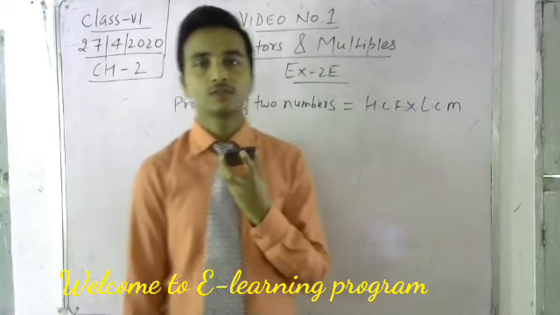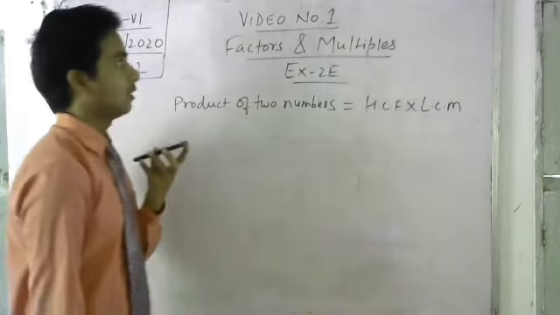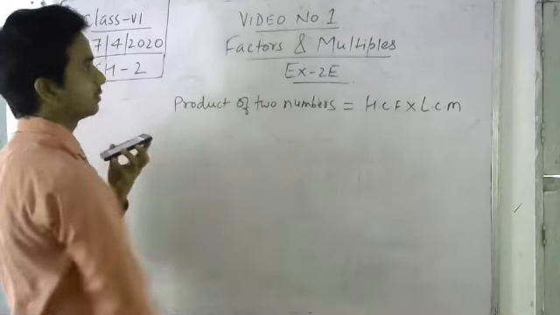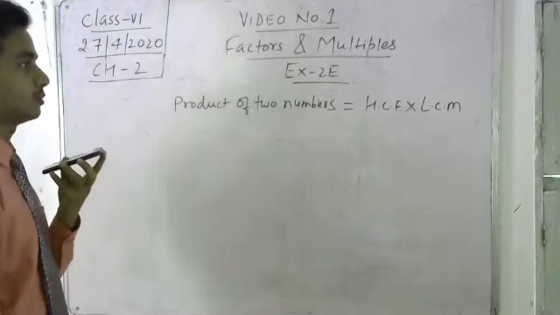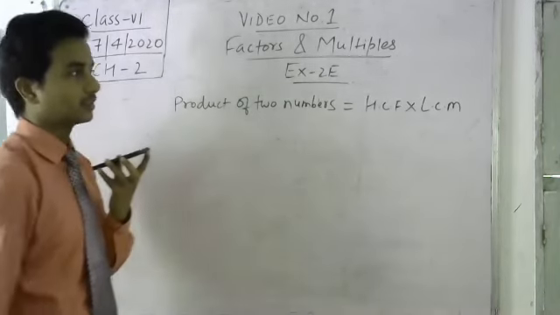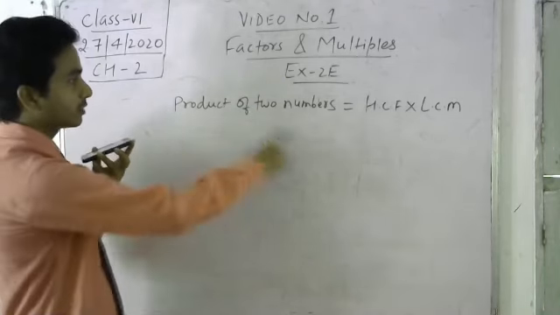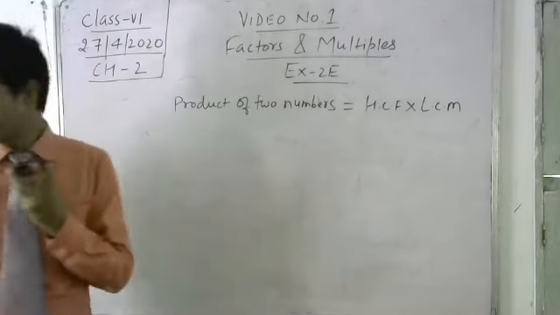So today we are going to start exercise 2E of second chapter, factors and multiples. So this is video number 1 and chapter number 2. So today we are going to discuss exercise 2E. So we know that the product of two numbers is HCF into LCM. This is the formula, we know that.